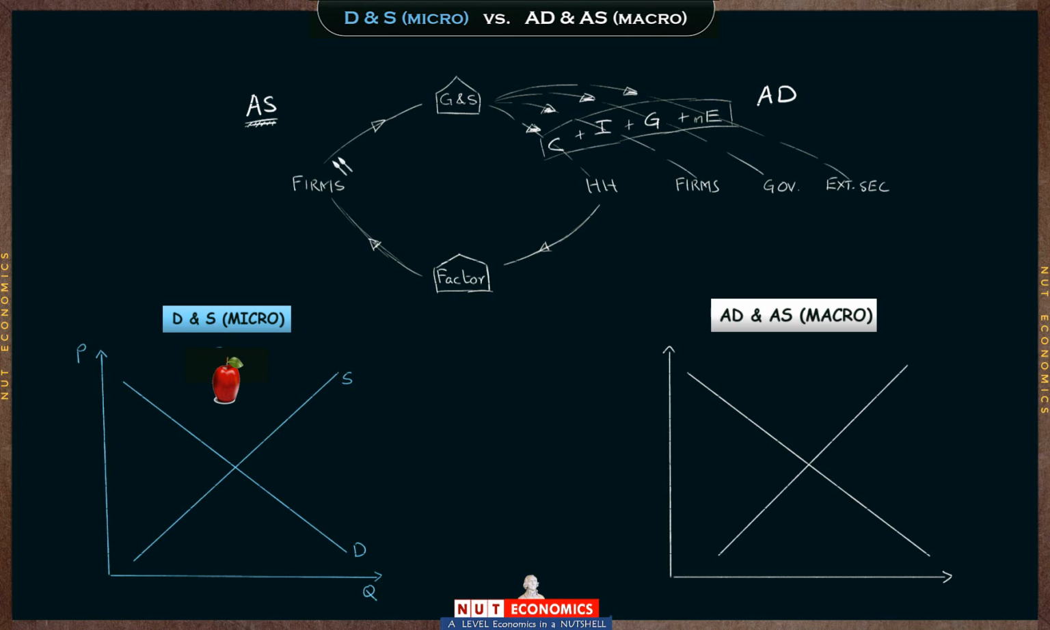One is the supply side, where the firms are deciding how much of total aggregate supply to produce and bring to the goods market. And then on the other hand, you have the demand side, where the four sectors together decide the total aggregate demand for the country's total output.